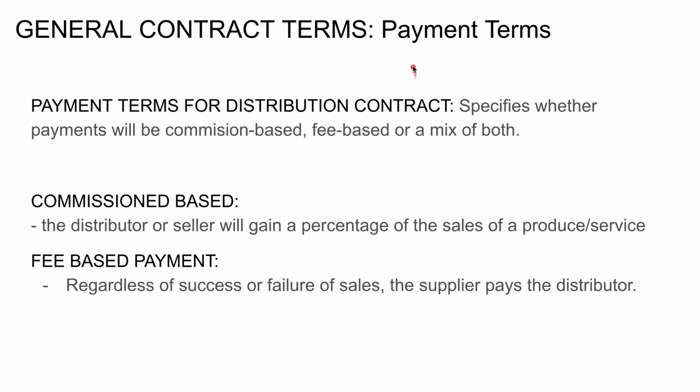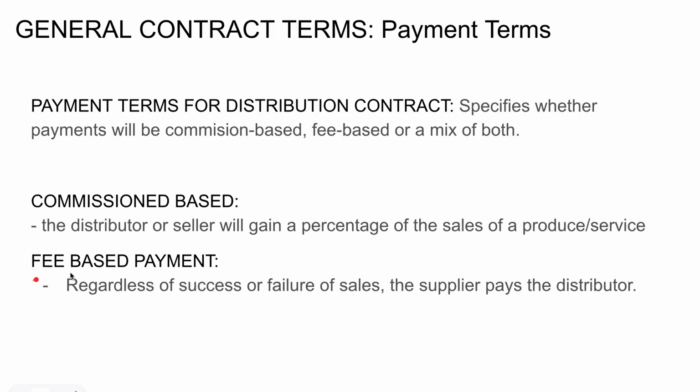Moving forward now is payment terms. Payment terms for distribution contracts are a little bit different. They specify whether payments will be commission-based or fee-based or a mix of both. What we mean by commission-based is the distributor or the seller will gain a percentage of the sales of a product or a service.